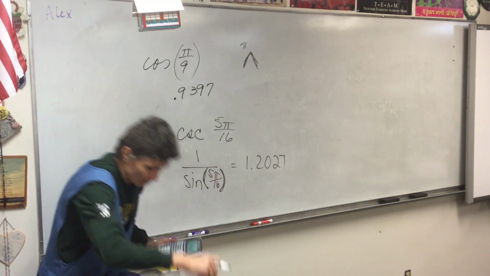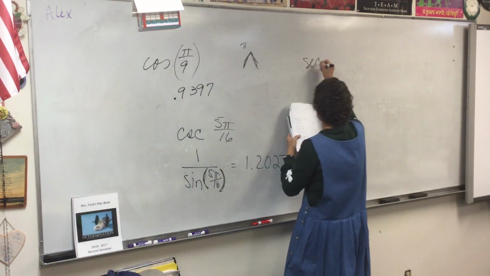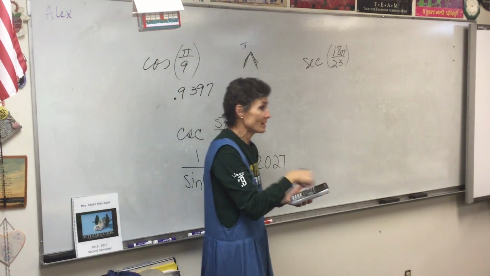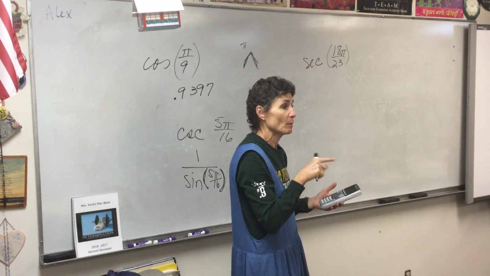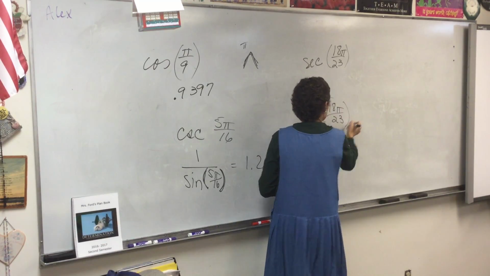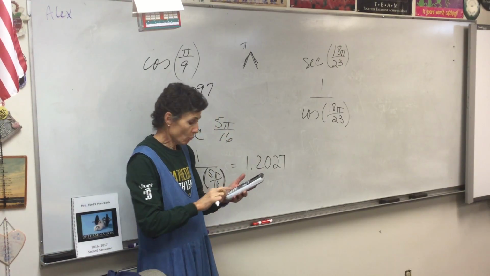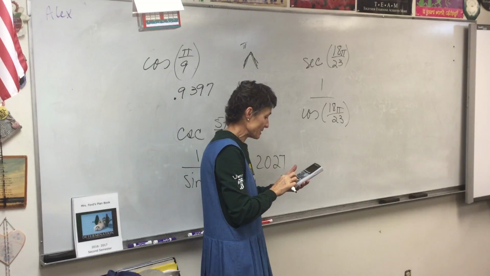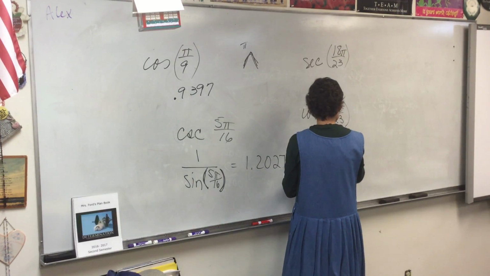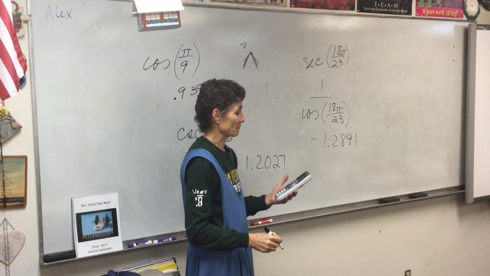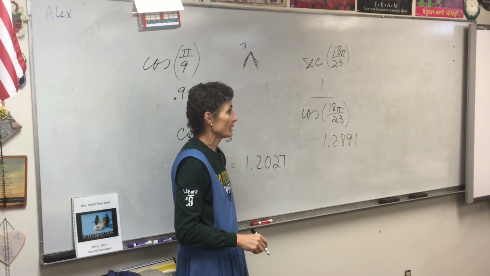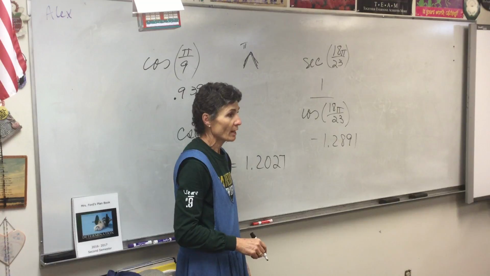All right, let's see, what's the next radian one? Secant, 18 pi over 23. Now again, just like the last one, I would love to press secant, but I can't, so what am I gonna press instead? 1 divided by cosine, good. So, 1 divided by cosine, 18 pi divided by 23, negative 1.2891. Is that right? Asia, you doing okay over there? Clayton, you matching here? Jonathan?